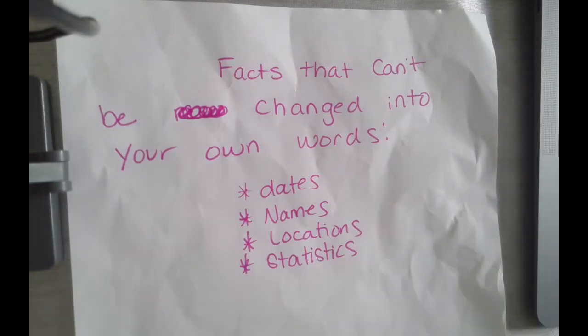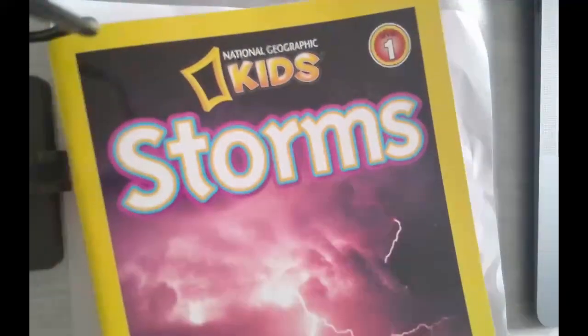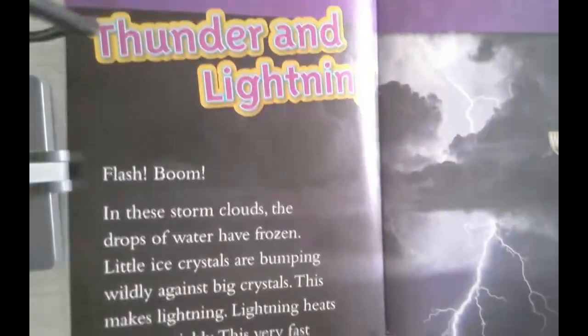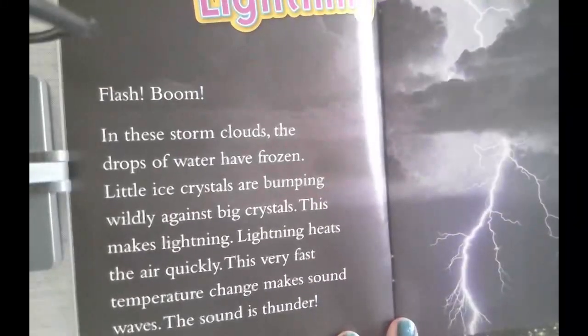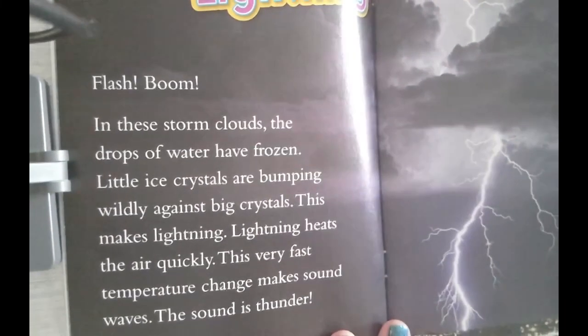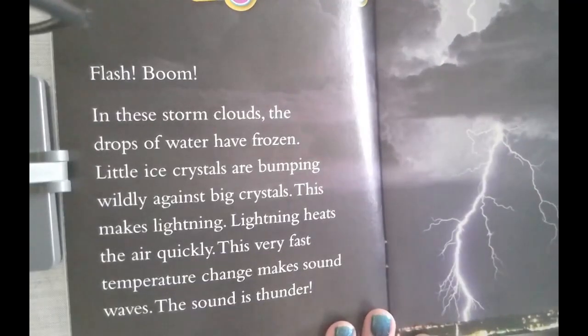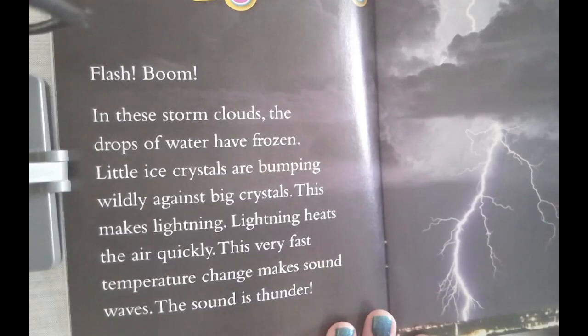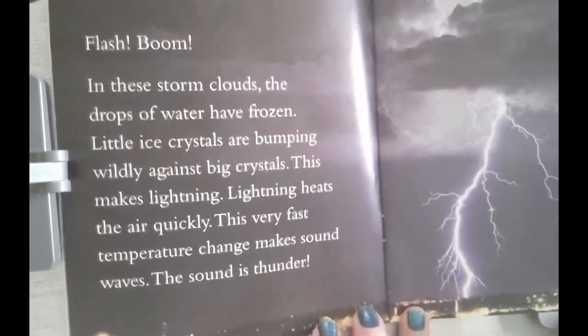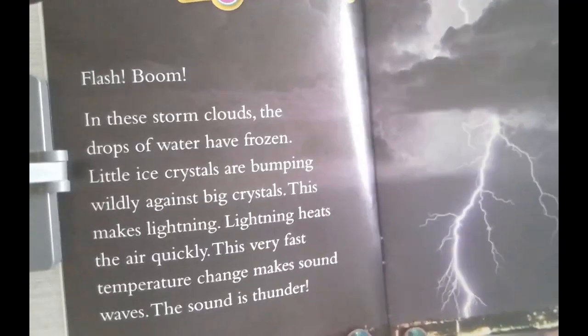So, I'm going to read to you a quick section about some storms, and we're going to look in particular at thunder and lightning. Flash, boom. In these storm clouds, the drops of water have frozen. Little ice crystals are bumping wildly against big crystals. This makes lightning. Lightning heats the air quickly. This very fast temperature change makes sound waves. The sound is thunder. So using that information, I'm going to start my boxes and bullets.